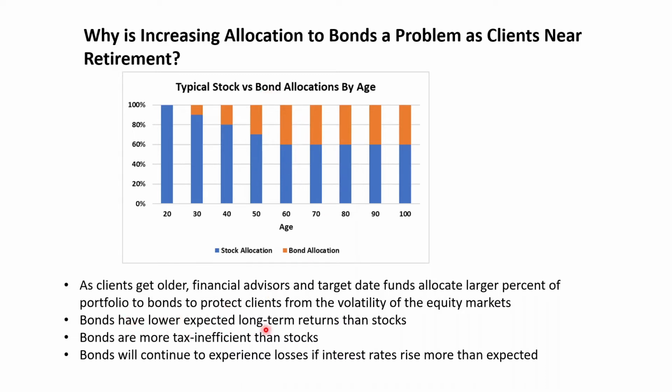So again, bonds have lower expected long-term returns than stocks. Bonds are more tax inefficient than stocks, and bonds will continue to experience losses if interest rates rise more than expected. So bonds are not a guarantee against loss, right? In a rising interest rate environment, if anyone in 2022 is looking at their portfolio returns, you'll notice that bonds have taken heavy losses this year.